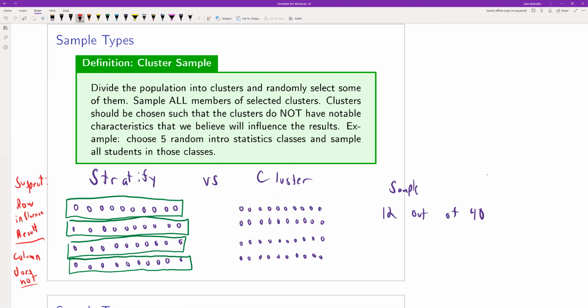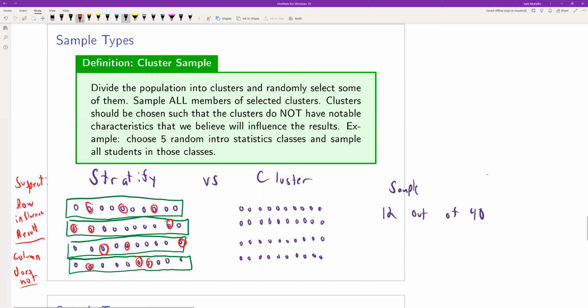Okay, well, there's 4 rows. Let's just do 3 people from each randomly. So we might have something like 1, 2, 3, 1, 2, 3, 1, 2, 3, 1, 2, 3. We split it up based on rows because we suspected that the row might have had an influence on the result. And then we pulled a simple random sample from each row.